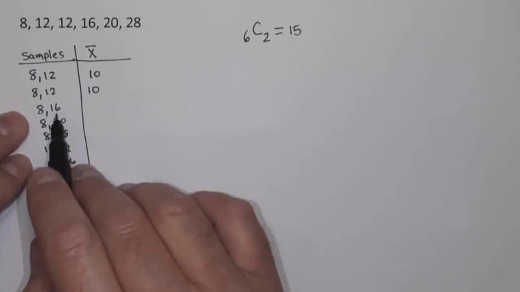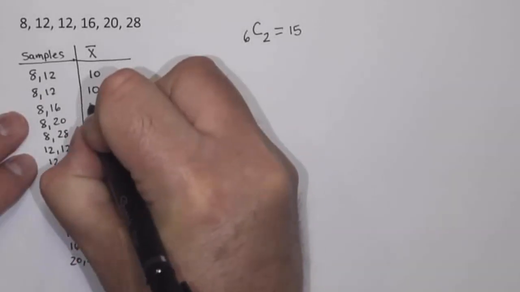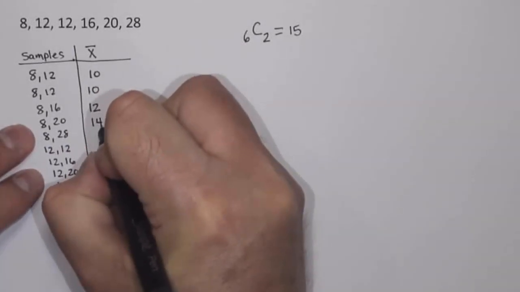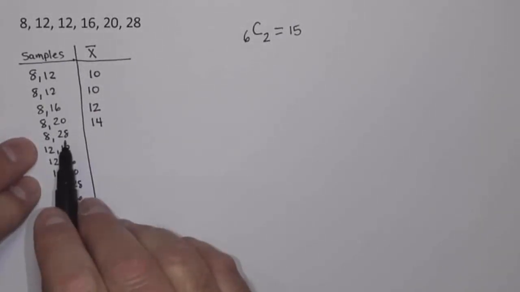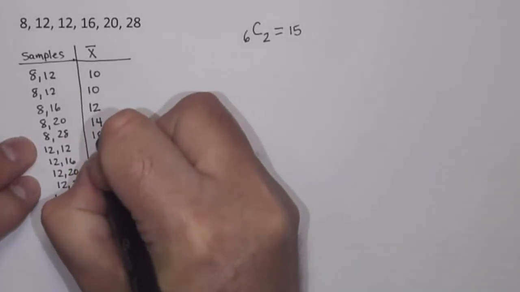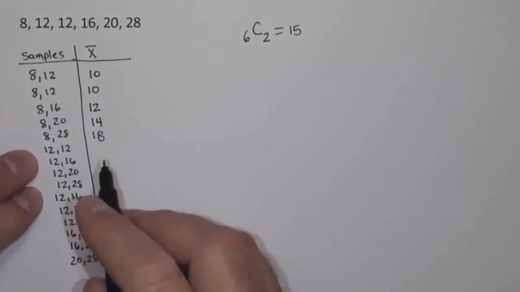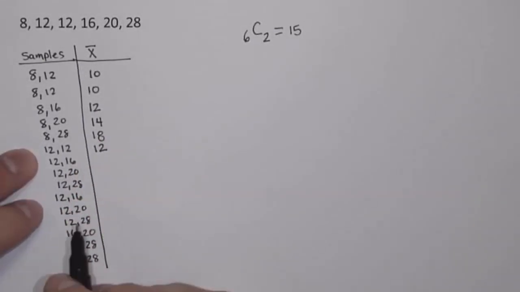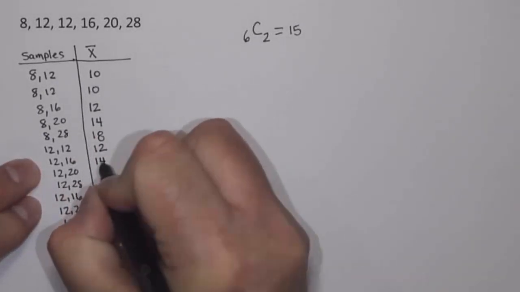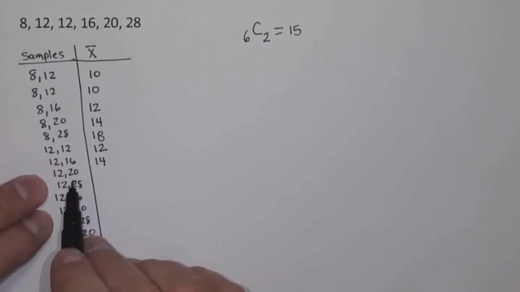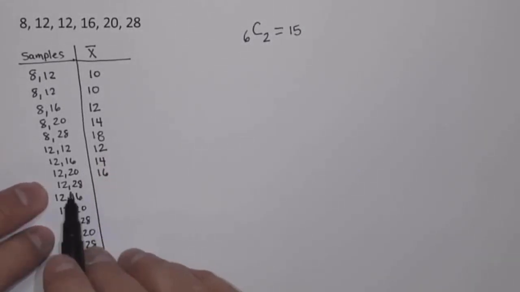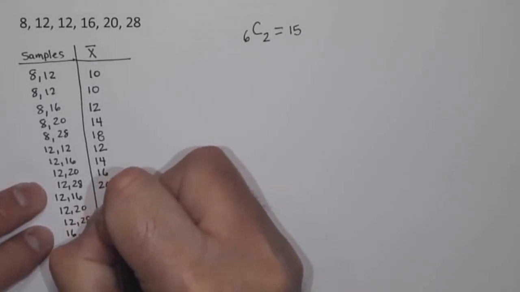Third sample, 8 plus 16 is 24, and 24 divided by 2 is 12. 8 plus 20 is 28, divided by 2 is 14. 8 plus 28 is 36, and 36 divided by 2 is 18. 12 plus 12 is 24, and 24 divided by 2 is 12. 12 plus 16 is 28, and 28 divided by 2 is 14. 12 plus 20 is 32, and 32 divided by 2 is 16. 12 plus 28 is 40, and 40 divided by 2 is 20.